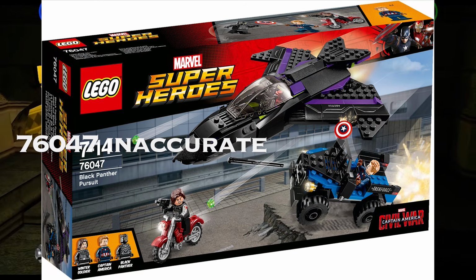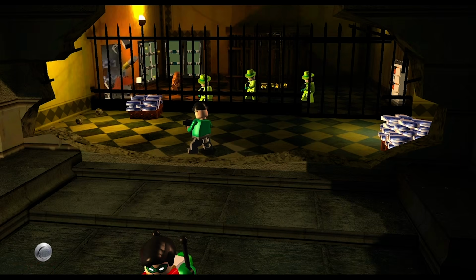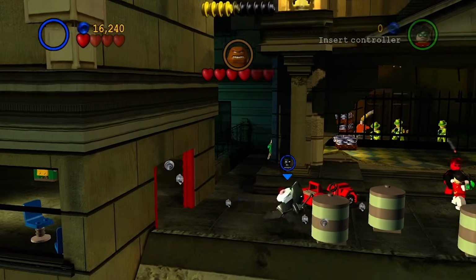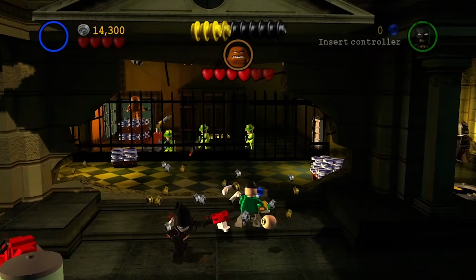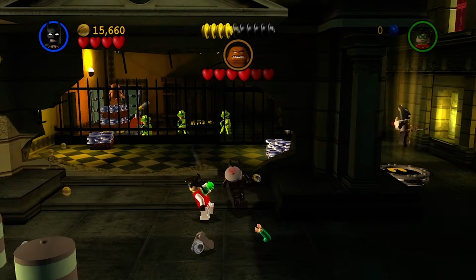76047 is not accurate. So Black Panther Pursuit is a LEGO Marvel set released in 2016 to coincide with the release of Captain America: Civil War. As you can guess by the title of this entry, the set is not particularly accurate to how things played out in the movie.